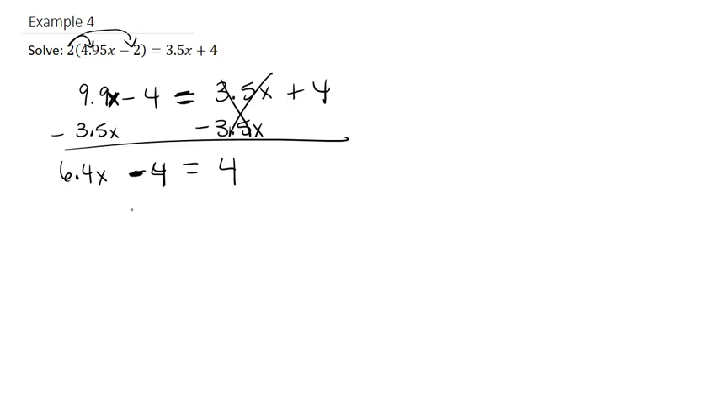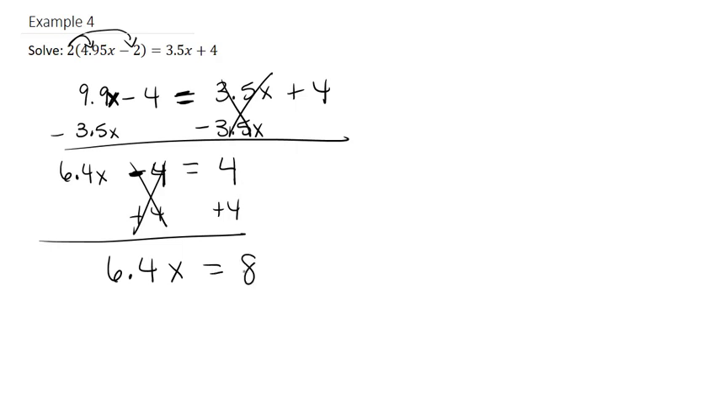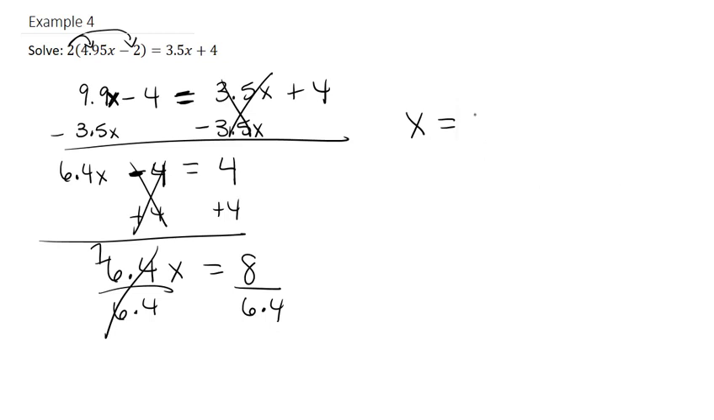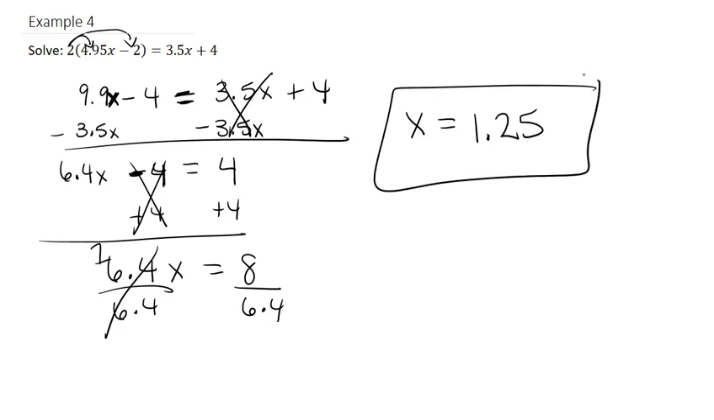And then the next thing we need to do is add 4 to both sides. This gets rid of it on the left-hand side. Now we're left with just 6.4x. 4 plus 4 is 8. Now x then, when we divide by 6.4, just becomes a 1. So now we have x is equal to 8 over 6.4, which is just 1.25. And that would be our solution.